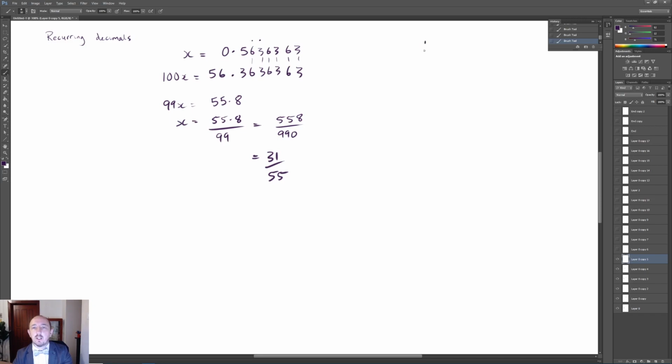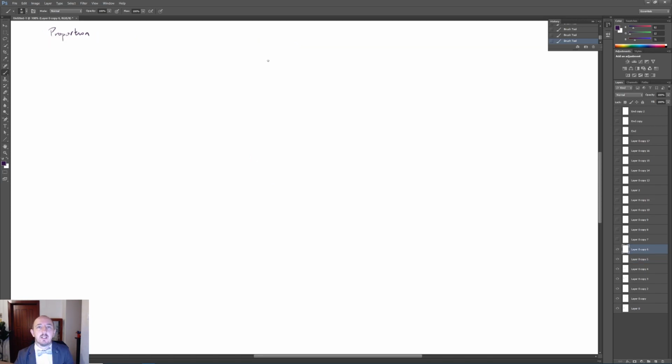I could do like 1.37 with a dot here, okay? And you just go through the process. You can check it on your calculator at the end and make sure that you've got the fraction that you said you would. With proportion, what we're looking at here is how two variables are linked together.